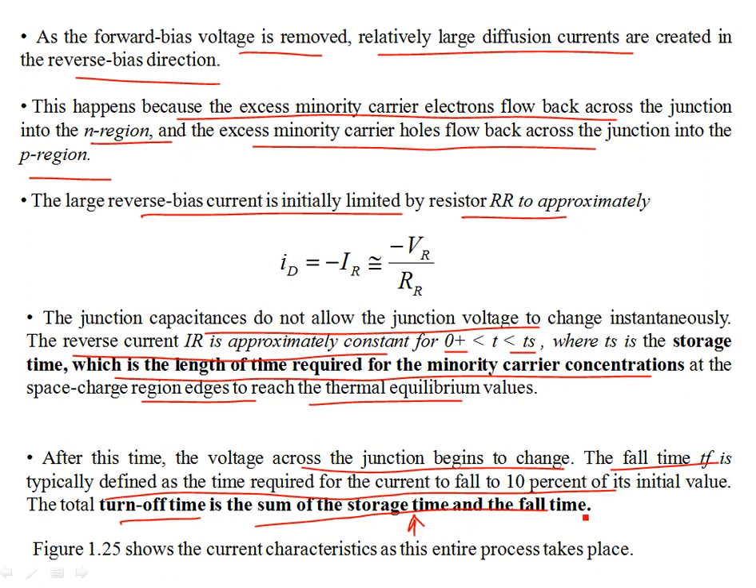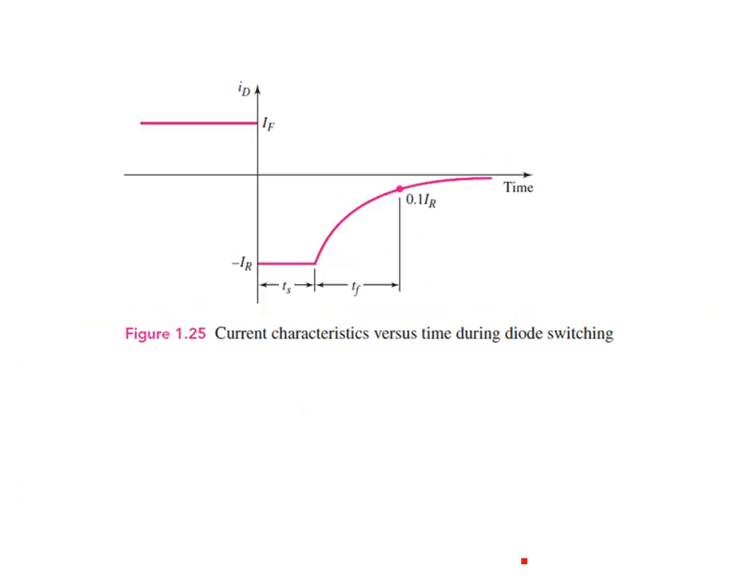Then you have the fall time, so you add both of them to get the reverse recovery time, TRR, let's say. And this is the time required for the diode to become open circuit. Okay, it's not going to happen instantaneously. It requires time. So Figure 1.25 shows the characteristics of the entire process that takes place. So this is for a situation when the switch is connected to the forward.